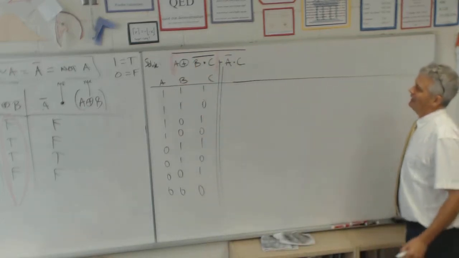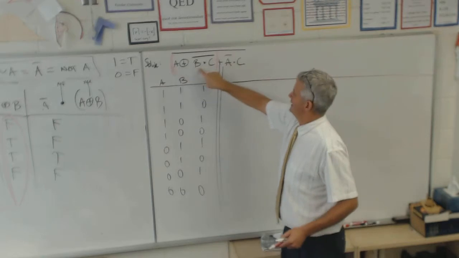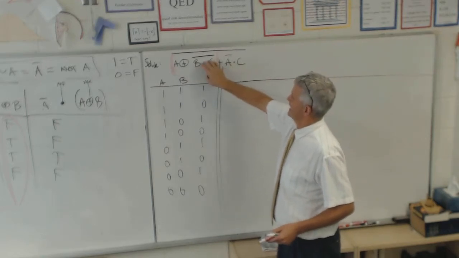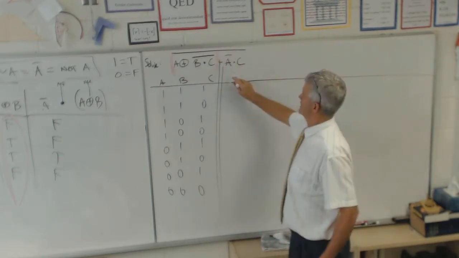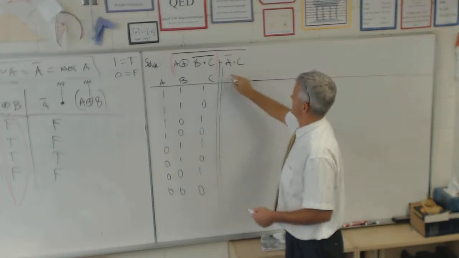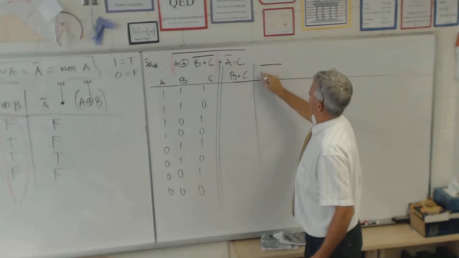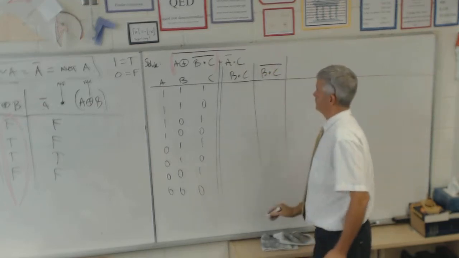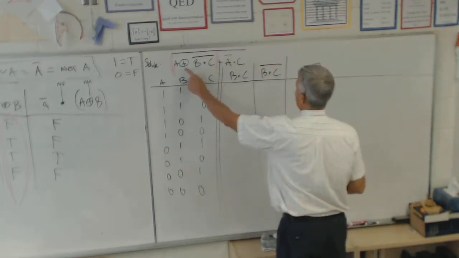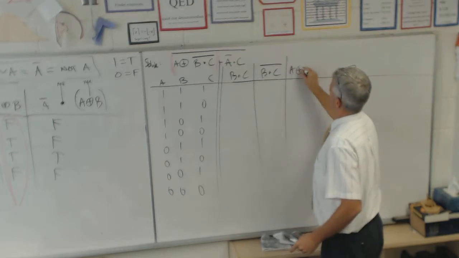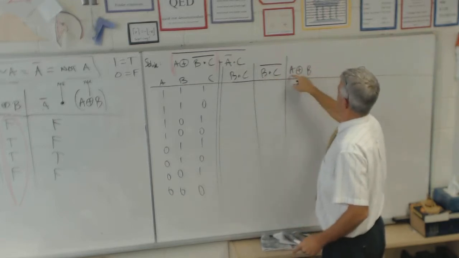Okay. So I already have A. I need to get a B and C and a not B and C. So what I'm going to do is go B times C, get that column. And then I'm going to do not B times C. That'll be real easy to do. And then I'm going to XOR that answer with A.